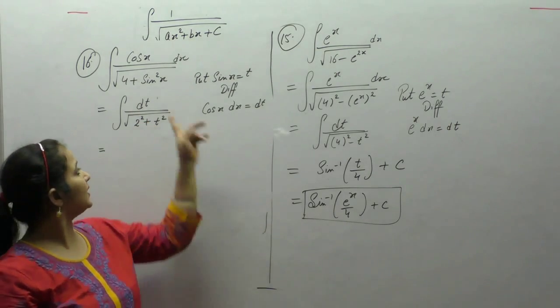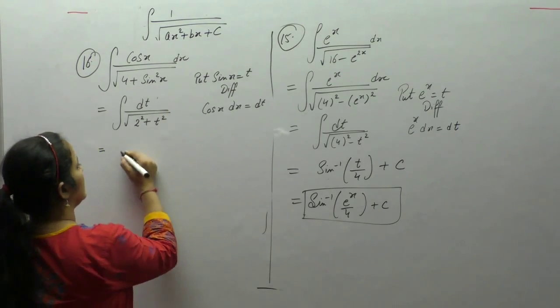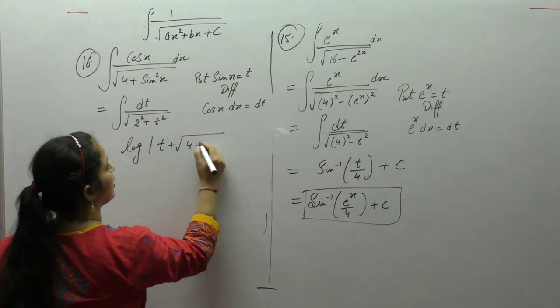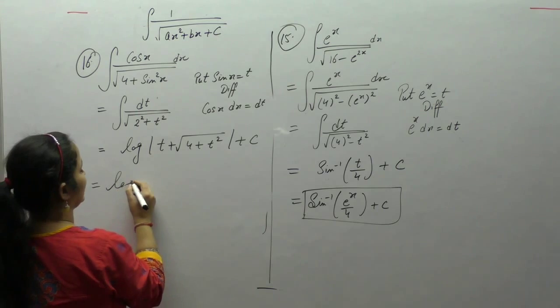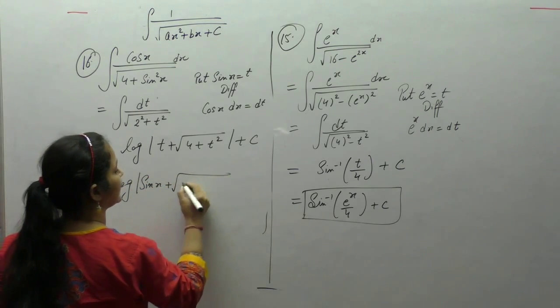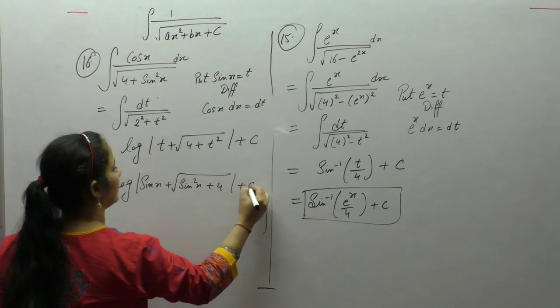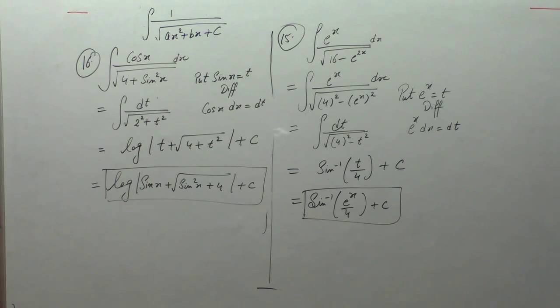Integral of 1 upon square root of a square plus x square is log of x plus square root of a square plus x square. Here t is sin x, so log of sin x plus square root of sin square x plus 4 plus c.